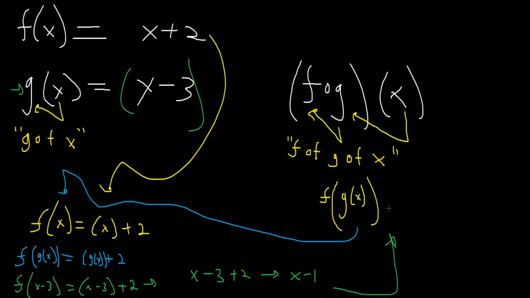So f of g of x equals x minus 1. All we did was take this guy and replace him with that guy. This is typically how function composition works. Instead of having a function with a single letter plugged in, we're replacing that letter with whatever the other function happens to be.